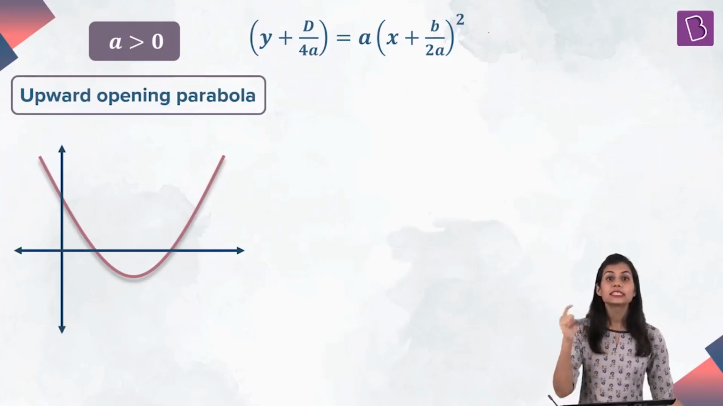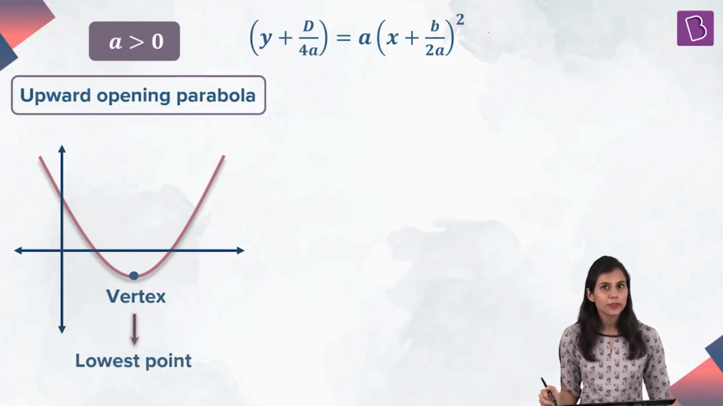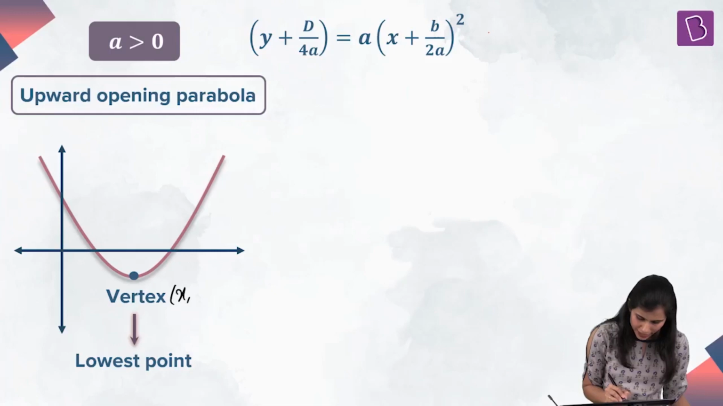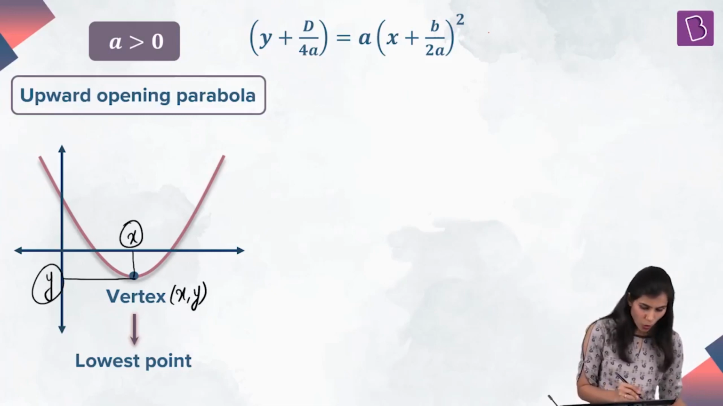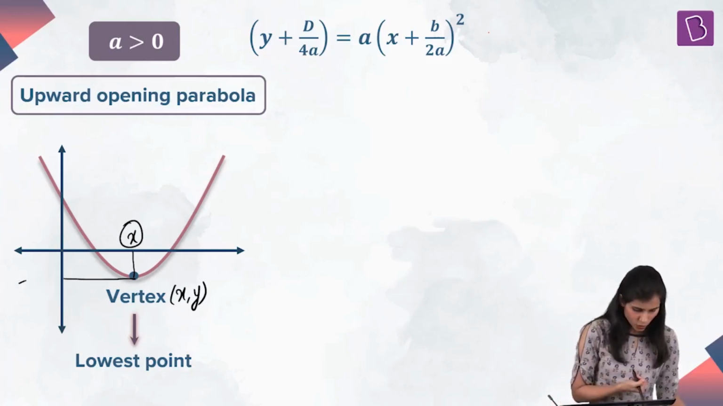I am interested in its vertex. Its vertex in this case will be the lowest point in the parabola. That means if x comma y are the coordinates of the vertex, this means corresponding to this x, the function obtains its least value, its minimum value. Right? Okay.